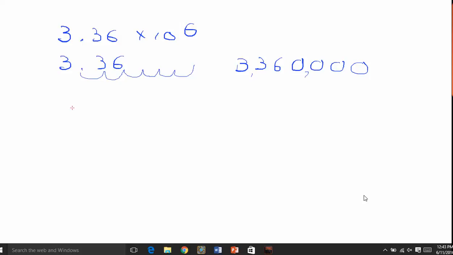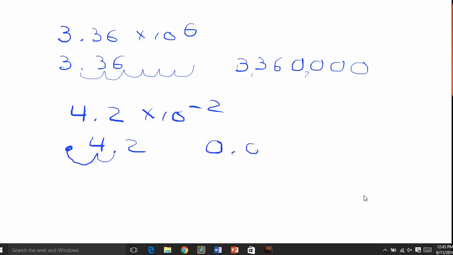If you have, let's say, 4.2 times 10 to the negative 2. In this case, the exponent is negative here, so I'm going to move the decimal to the left, and I'm going to move it 2 spots. So I have 4.2. Move the decimal once, twice, put in a 0 here to fill in that extra gap. 2 significant figures in my scientific notation, 2 significant figures in my number here, so everything's good. And there you have it.